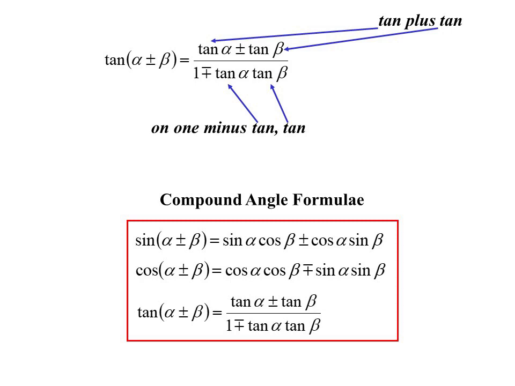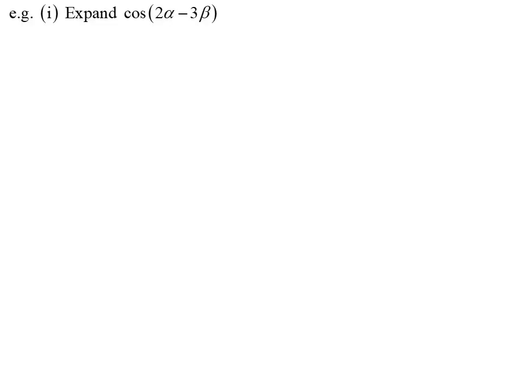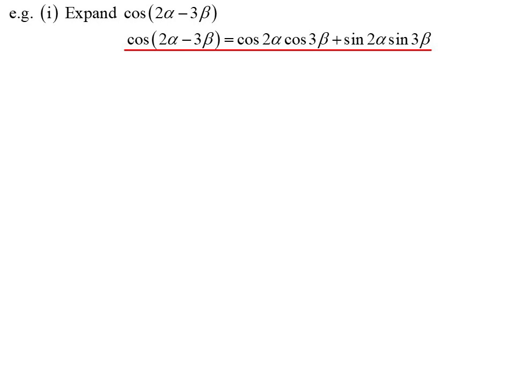Let's do some examples. Expand cos of 2 alpha minus 3 beta. So as I say, we want to expand these out. We can't do it like algebra and just go, oh, that's cos 2 alpha minus cos 3 beta. Cosine: cos cos, sine sine. Bang, there's my answer. If it's not the sine, it's not the sine, so I'll put a plus in the middle.